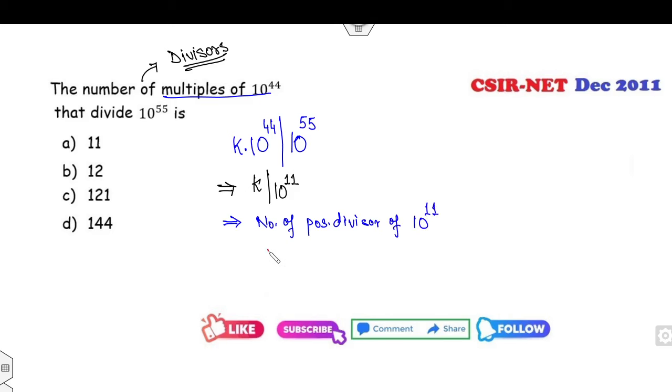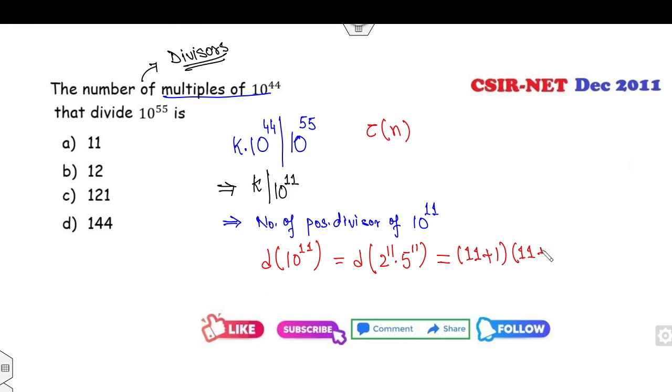So how can you find the number of positive divisors? First I write this in prime factors: 2 into 5, each to the power 11. What is the formula for d, also called tau? Whatever the powers are, add 1 to each. So the right answer is 144.